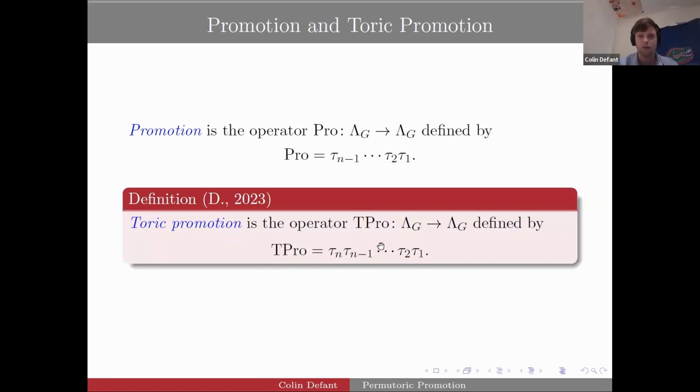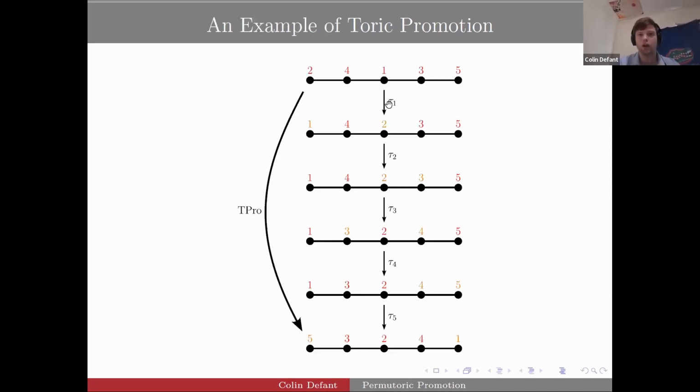And even though the definitions of promotion and toric promotion are very similar, the dynamical properties can be very different. So I'm going to be studying this from like a dynamical point of view, where we're going to iterate one of these maps and see what happens over time. Okay, so here's an example of doing toric promotion. I start with, let's say, this labeling of a path graph.